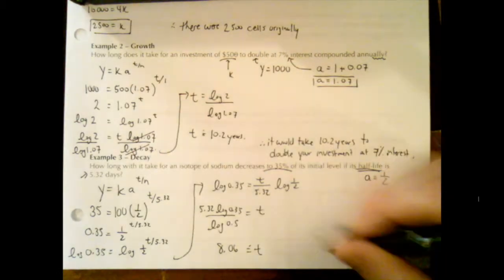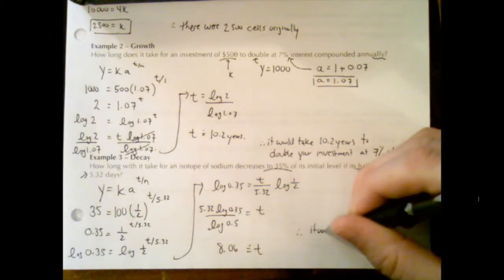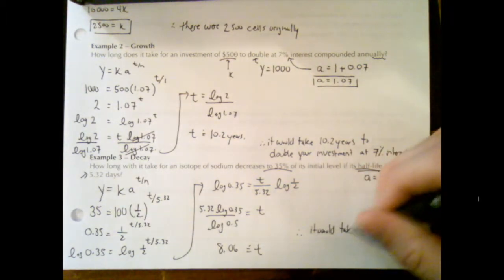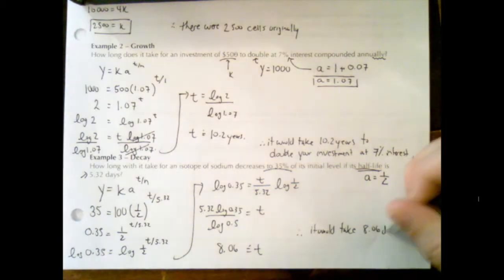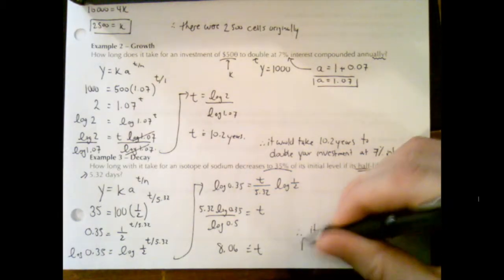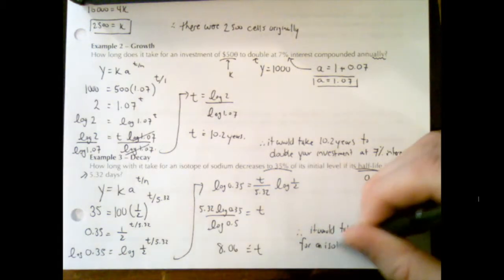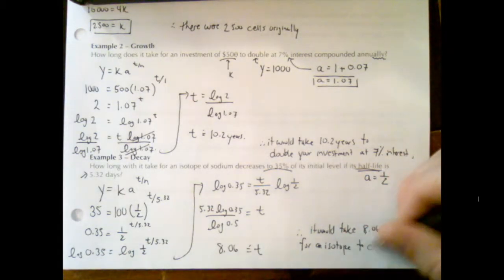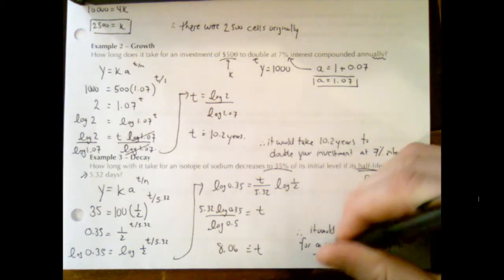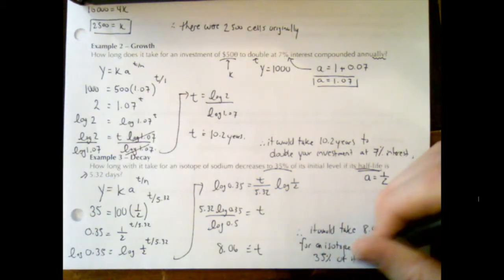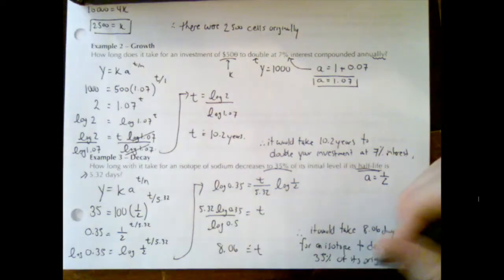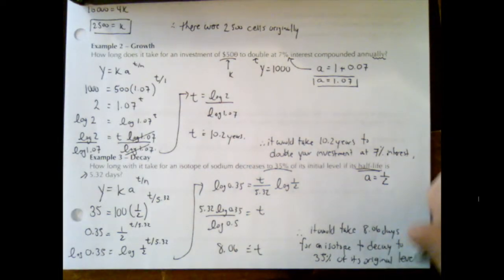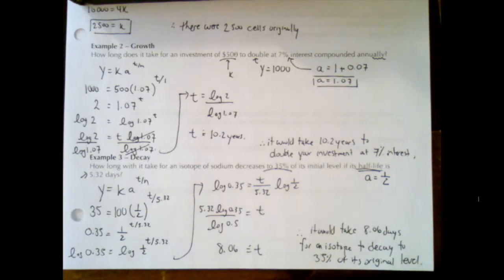So therefore, it would take 8.06 days for an isotope of sodium to decay to 35% of its original level. Okay, that's using exponential equations to model exponential problems and then to solve using these exponential models.